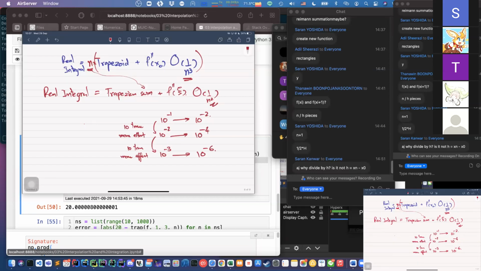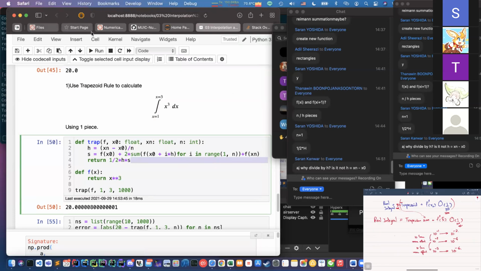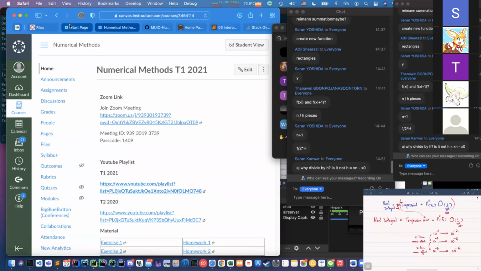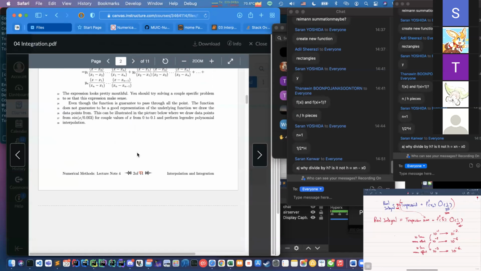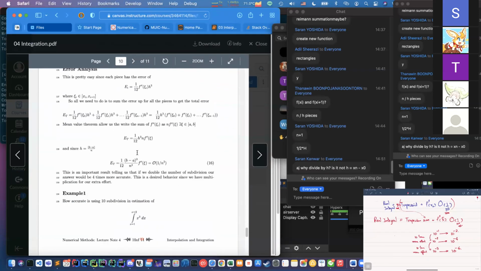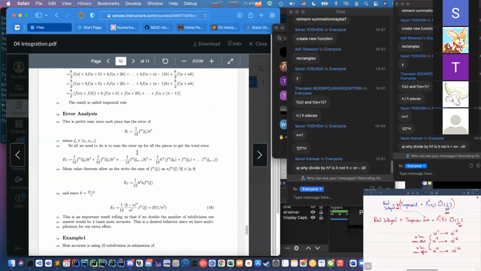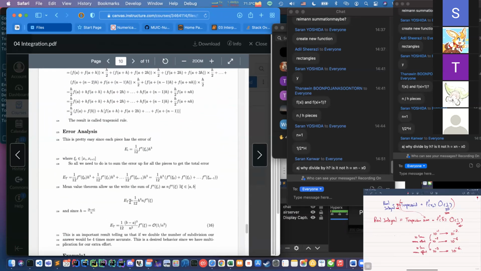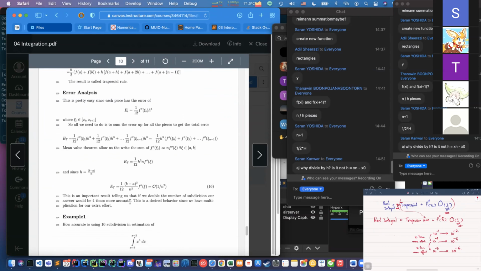Are we good? I think I convinced everyone that the error needs to be on the order of 1 over n squared, and I'm going to give you the exact formula here. I don't remember it exactly, but it has 1 over 12 somewhere over here. There. The exact formula has a 1 over 12.